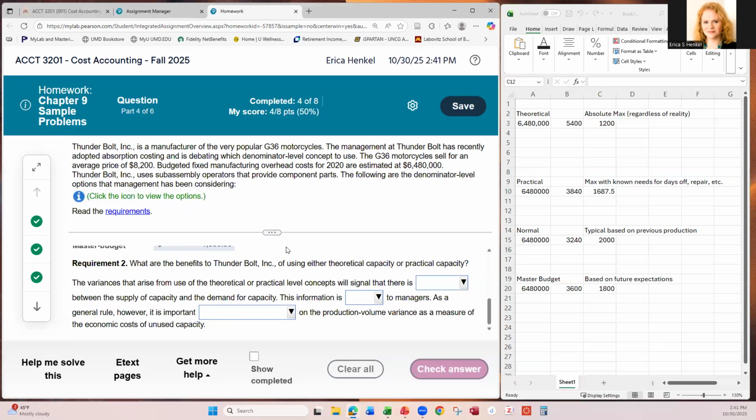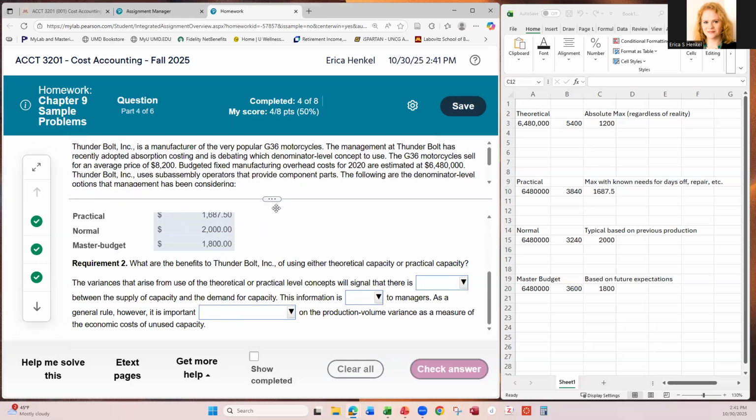So really, the math here is not super hard. It's just understanding, if you're given a set of facts, which ones would be associated with theoretical, practical, normal versus master budget. Let's look at the benefits of using either theoretical capacity or practical capacity. Theoretical would be the maximum number of potential units we could produce. We see here that that gets us the lowest rate.